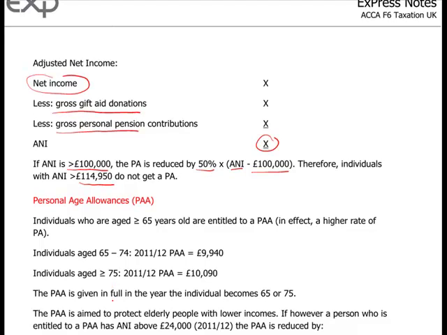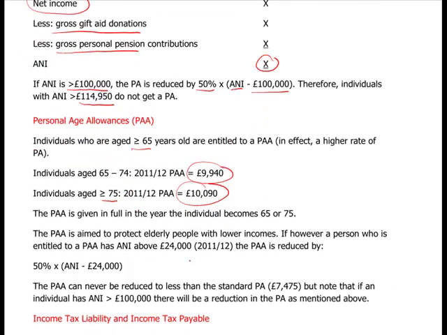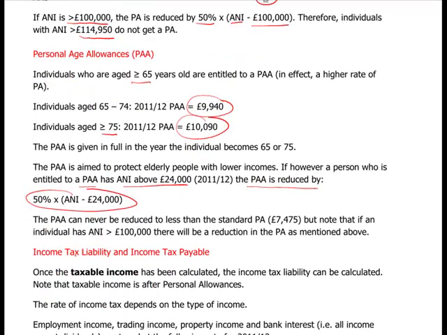Personal age allowances. This is for someone who's aged over 65, also over 75. You get a higher personal allowance. However, if a person entitled to a personal age allowance has ANI above 24,000, the PAA is reduced by, and here we go again, the same sort of formula. You will always at least get your 7,475, but if your ANI is above 100,000, there'll be a reduction in the personal allowance as before.